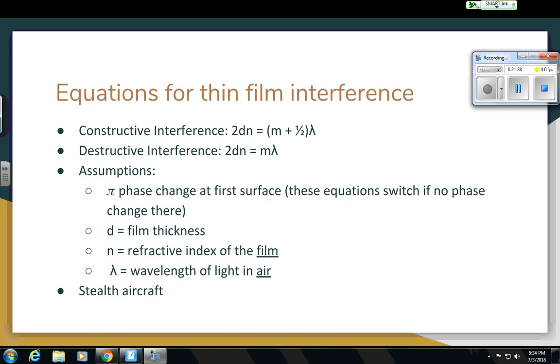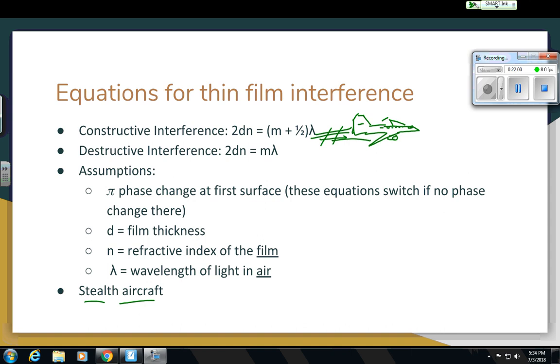Now, aside from creating really cool rainbow patterns on oily surfaces and on bubbles, what good is thin film interference? Well, there are some uses for it, and one of the probably coolest uses is in stealth aircraft, like the stealth bombers and things like that. And what the military has learned to do is that, you know, you got your airplane. Let me draw a little airplane.